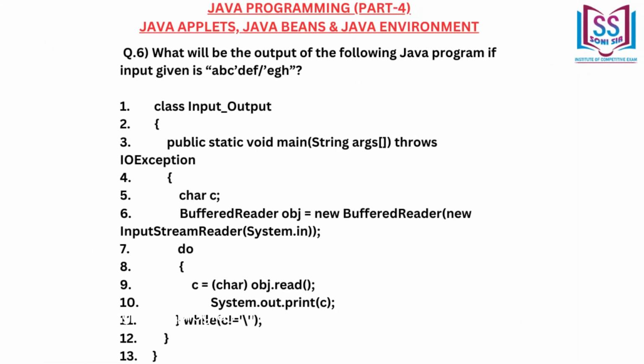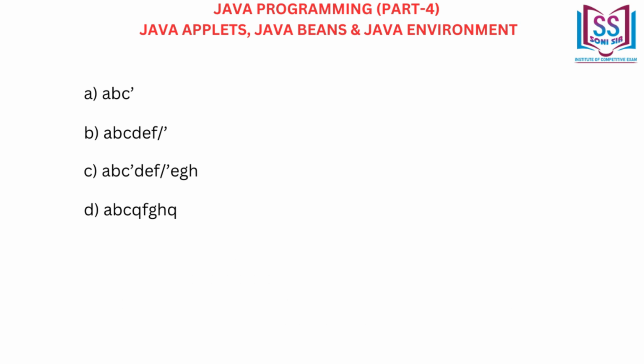What will be the output of the following Java program if input given is ABC''DEF/'EGH? A. ABC''. B. ABCDEF/'. C. ABC''DEF/'EGH. D. ABCQFGHQ. Correct answer A. ABC''. /' is used for single quotes, that is for representing apostrophe.